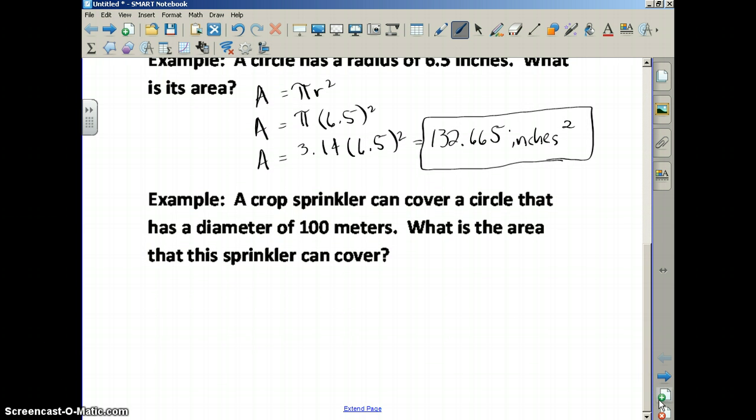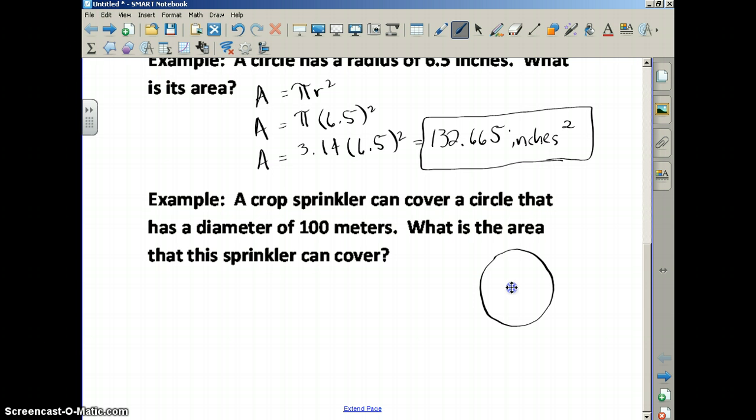Okay, here's another example. A crop sprinkler can cover a circle that has a diameter of 100 meters. What is the area that this sprinkler can cover? Let's draw a picture, because a picture says 1,000 words. What are we given in this problem? We're given that the crop sprinkler has a diameter of 100 meters. So what does that mean? Let's stop and think for a minute.